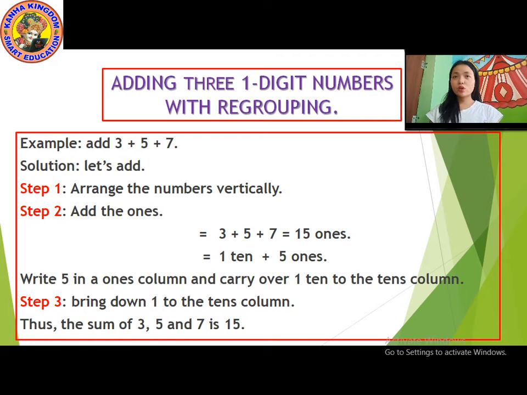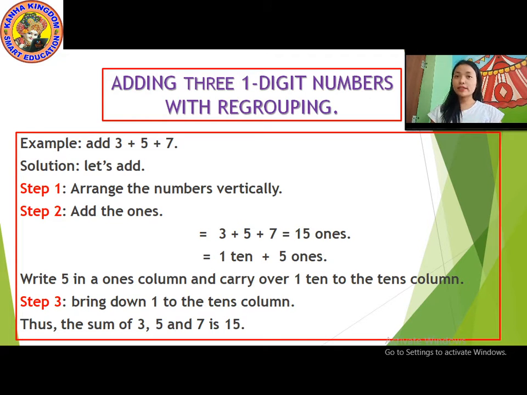Okay, student. So in this way we have to add three one-digit numbers with regrouping. The first step is we should arrange the one-digit numbers vertically. The second step is we should add the ones. While adding ones, if we get a two-digit number as the answer, we should separate them.